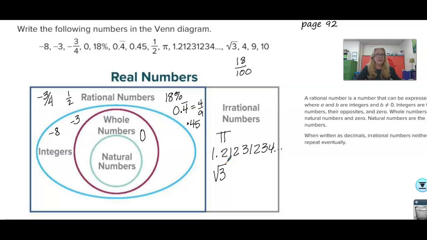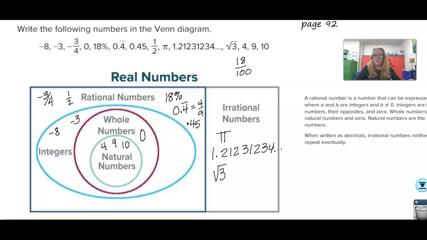4, 9, and 10 are all natural numbers. Those are the numbers that your mom taught you to count or Cookie Monster taught you how to count on Sesame Street when you were a little kid. Those are natural numbers. Okay.